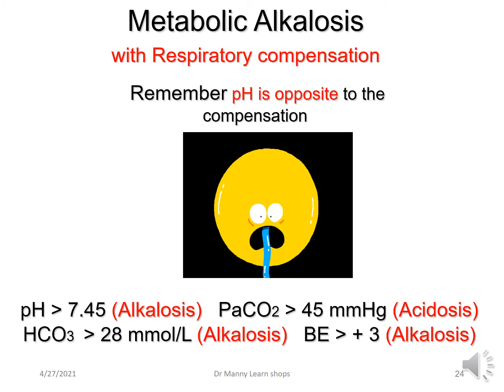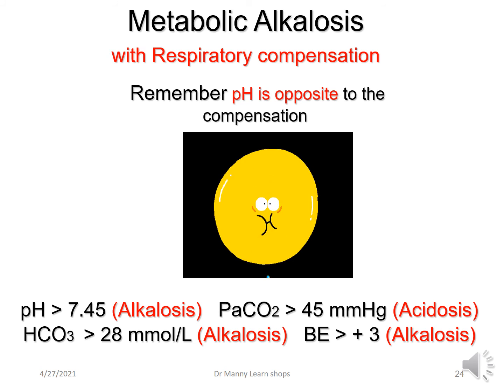Then the final one is metabolic alkalosis with respiratory compensation. Yes, remember, the pH is opposite to the compensation typically, which means not normally, but usually. So when we look at it, the pH tells the story. It's greater than 7.45, there's an alkalosis. But when we look at the PaCO2, it's not saying alkalosis, it's greater than 45, this is acidosis. So ignore it for the moment. Go to the bicarbonate, greater than 28, alkalosis, fits the pH picture. Base excess, more than +3, alkalosis, fits the pH picture.